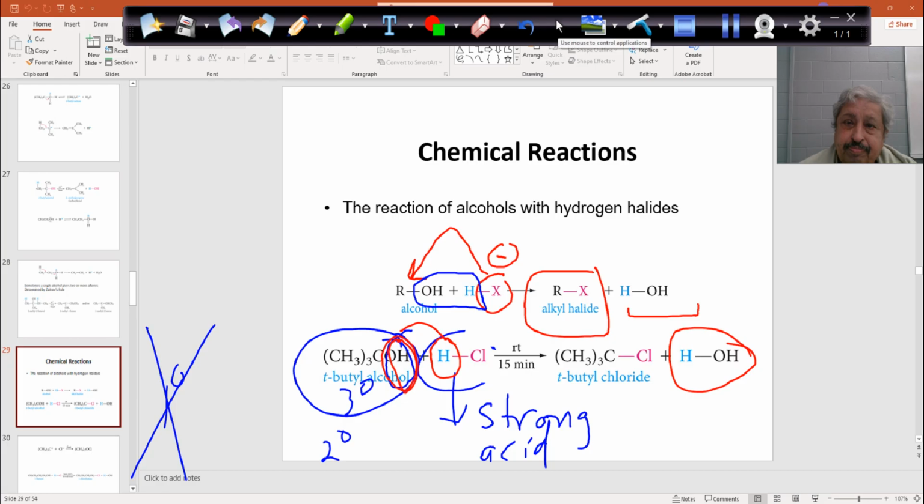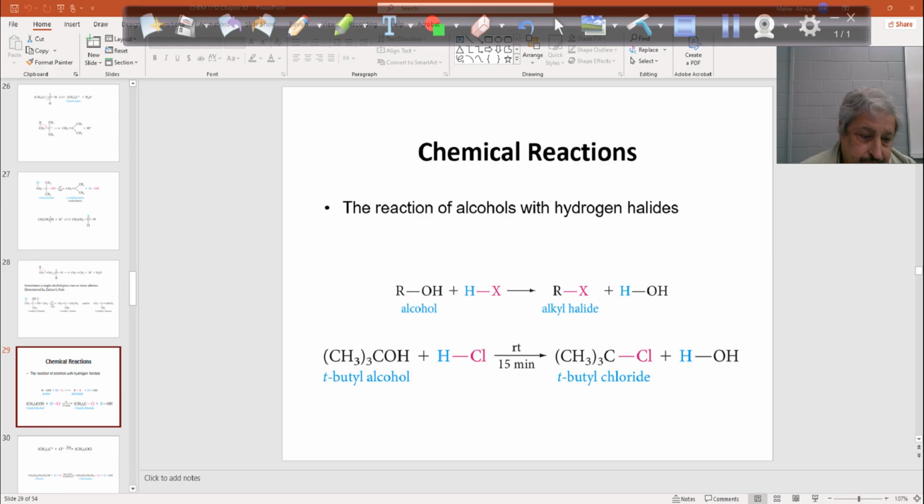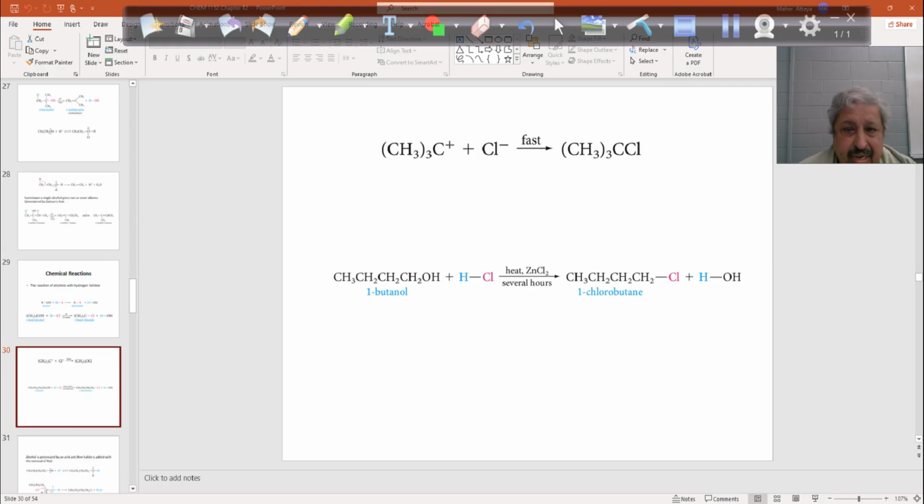Okay, so let's look at some of the reaction. It's not really a reaction. We did not say that this is a reaction, but this has to do with the stability and the explanation why tertiary alcohol is more stable than secondary alcohol than primary alcohol.